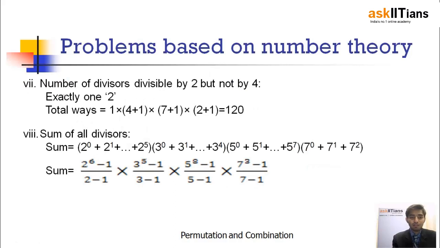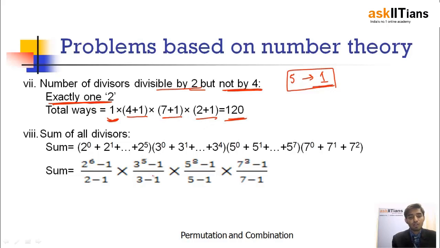Now if I want to find the number of divisors divisible by 2 but not by 4, that means you need exactly one 2. So out of a group of 5 2's, you need exactly one 2. The number of ways of taking exactly one 2 out of 5 identical objects will be given by 1. So the number of ways of taking 2 is only 1. So 1 into (4 plus 1) into (7 plus 1) into (2 plus 1), which is equal to 120.